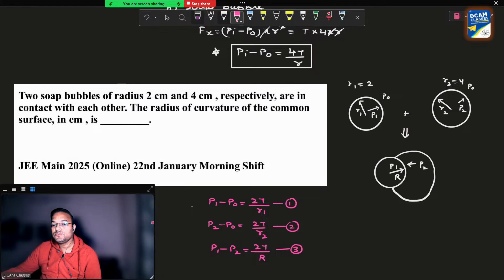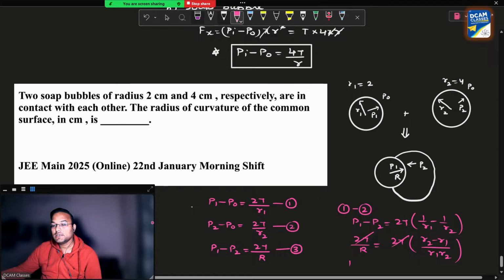If you do 1 minus 2, you'll get P1 minus P2 is equal to 2T into 1 by R1 minus 1 by R2. But P1 minus P2 is 2T by R. So 2T by R is equal to 2T into (R2 minus R1) by R1 R2. 2T and 2T get cancelled. So R is equal to R1 R2 by R2 minus R1.